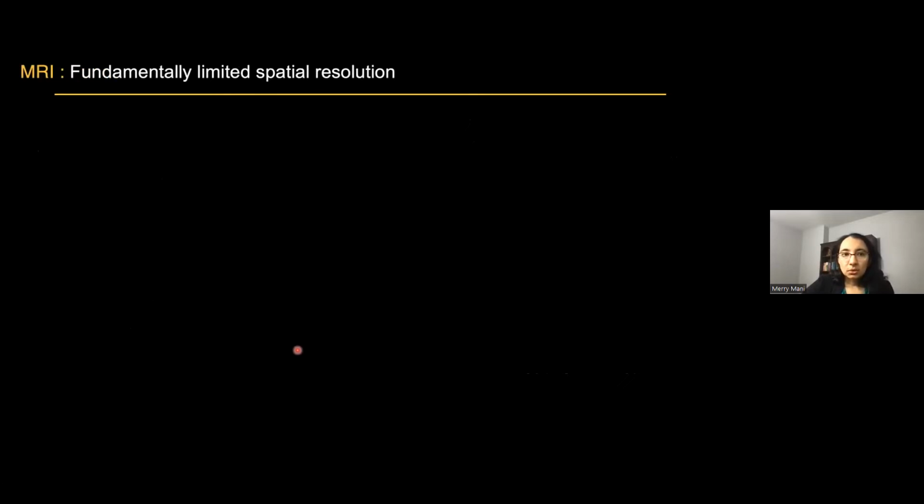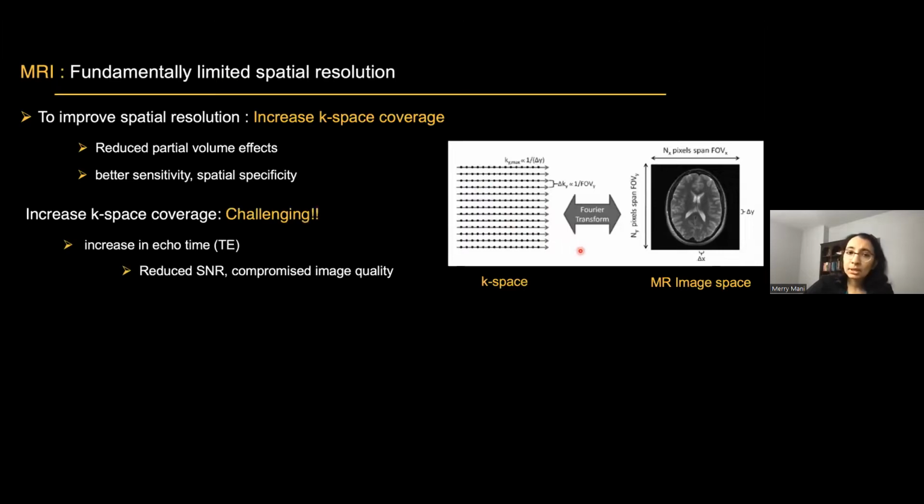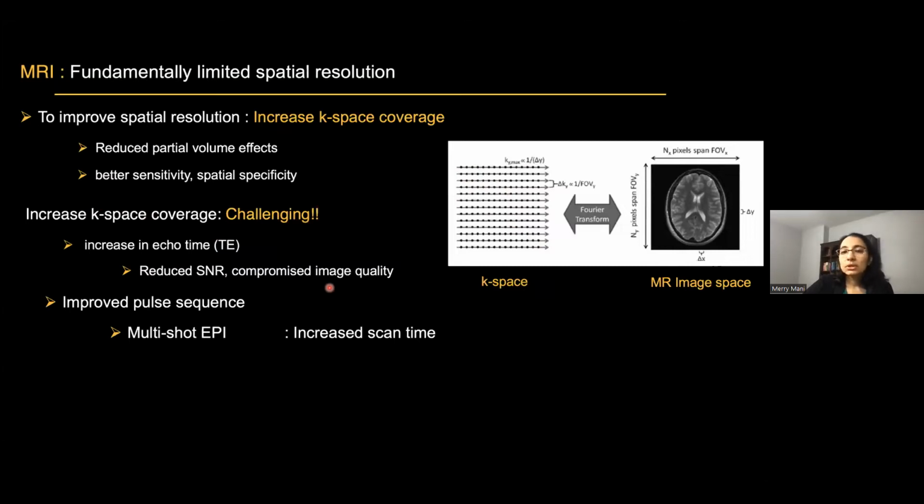So as we already saw, MRI is fundamentally limited by its spatial resolution. If we want to overcome the partial volume effects, we need to improve the spatial resolution, which means we need to improve the K space coverage, which is the frequency domain or the data sampling domain in the MRI acquisition. But increasing the K-space coverage is not an easy task, because as we sample more K-space points, we increase our echo time in our acquisition, which leads to low SNR and artifacts. So we don't want to increase the K-space coverage such that we compromise the image quality.